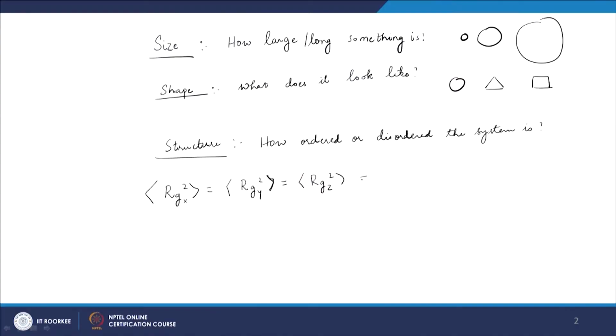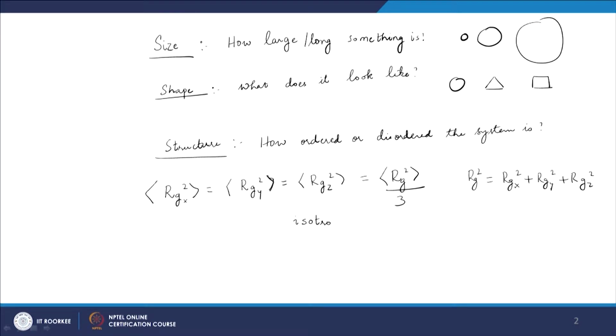But if I take an ensemble average of the squares of all of them, they have to be equal, and in fact should be equal to the Rg square in total divided by 3, because we know that Rg square is Rgx square plus Rgy square plus Rgz square. So this particular assumption assumes the chain to be somewhat isotropic, that is, there is no difference in the different dimensions, or it does not matter how I look at the chain, in every direction it will look identical. Of course in a particular conformation Rgx can be higher than Rgy, Rgy can be higher than Rgz, but if I take an ensemble average over many conformations, the squared average will be the same in all the 3 directions.